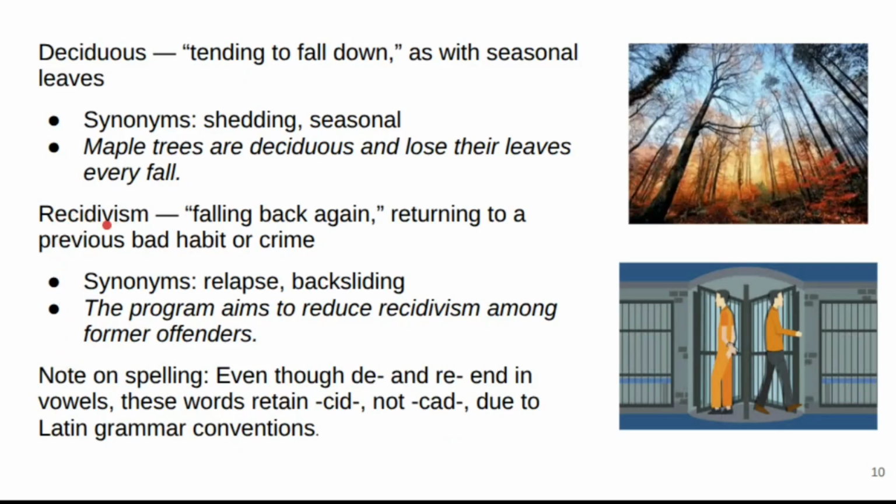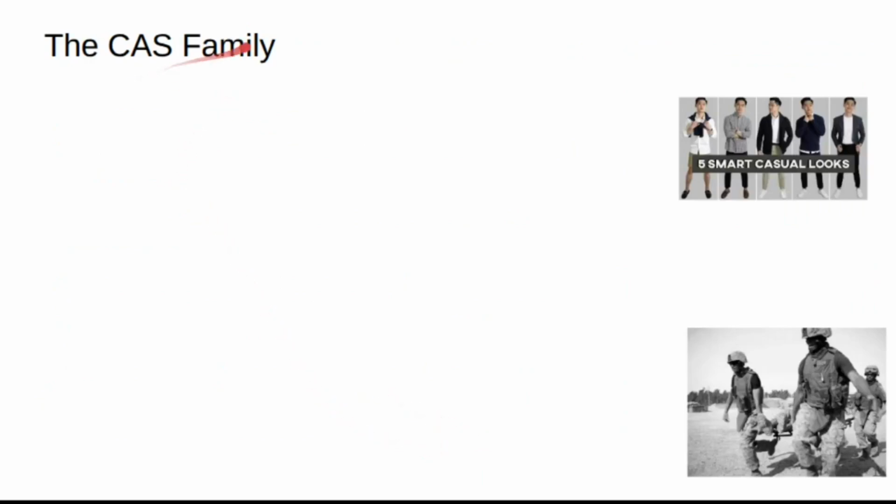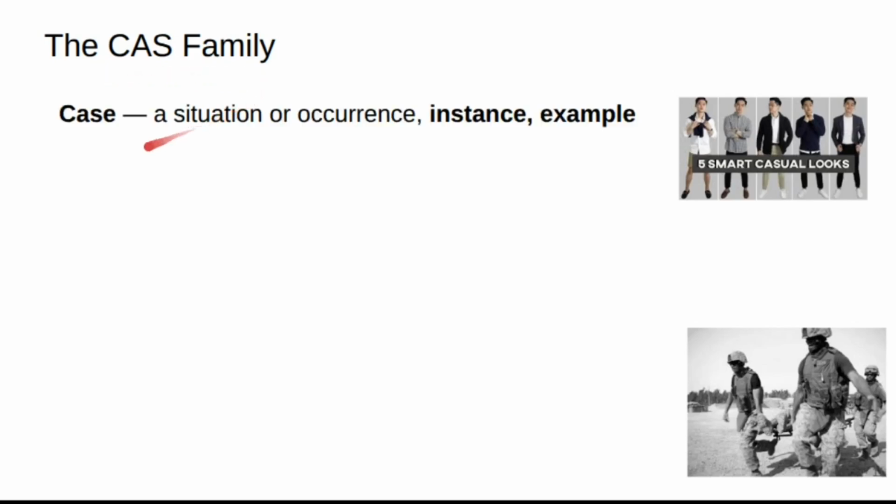Now let's move on to the CAS family. This group comes from the past participle form of cadere, casus, which means a fall or an event. From this Latin form, English inherited a set of words that often relate to chance, occurrences, or particular events.